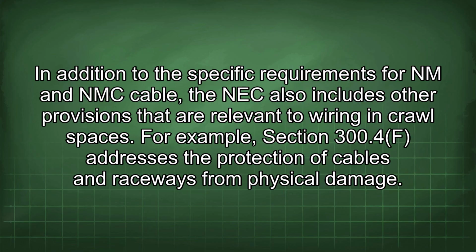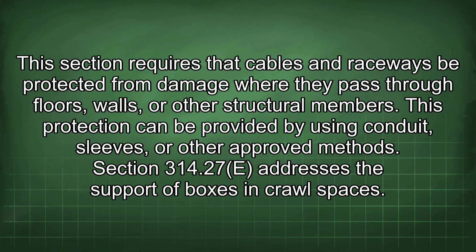For example, Section 300.4(F) addresses the protection of cables and raceways from physical damage. This section requires that cables and raceways be protected from damage where they pass through floors, walls, or other structural members. This protection can be provided by using conduit, sleeves, or other approved methods.